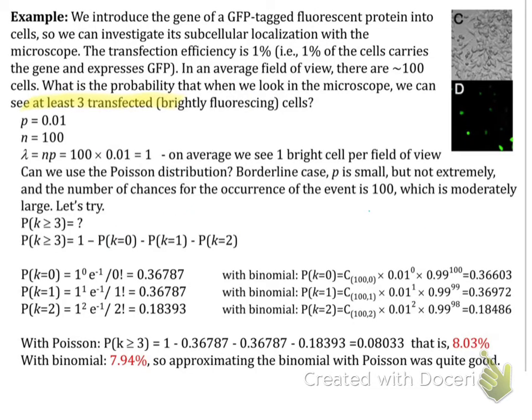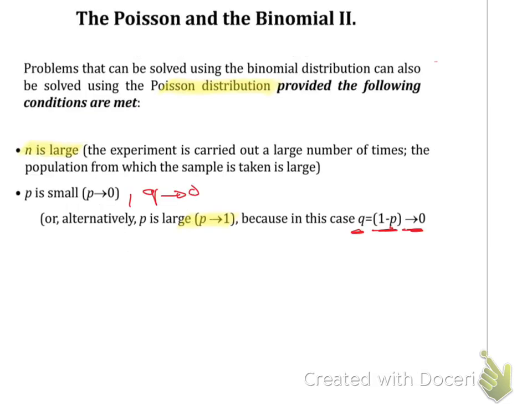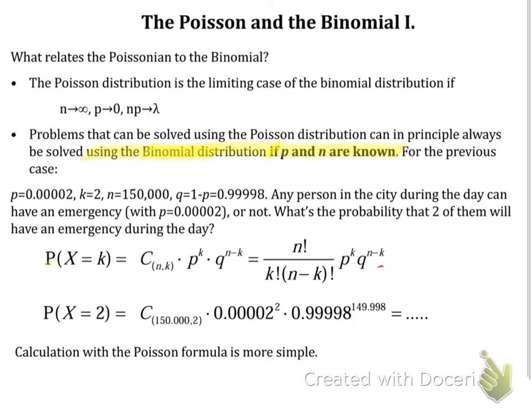In this example, we are going to see whether we can use Poisson or we can use binomial, and what is the difference. We have two conditions, as we mentioned in the previous slide, for Poisson: that n must be large and p small. And to use the binomial distribution, we must have n and p. So let us look at our example and see what we have here.